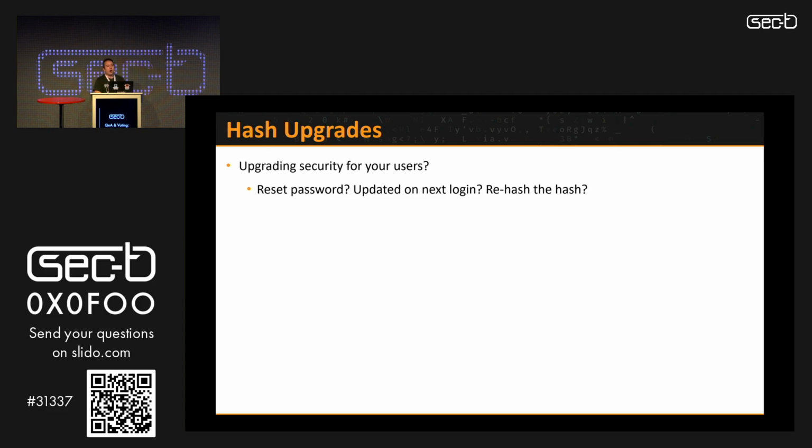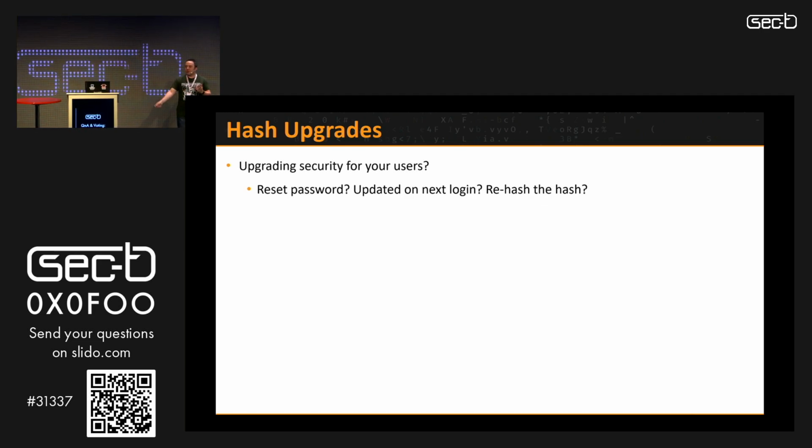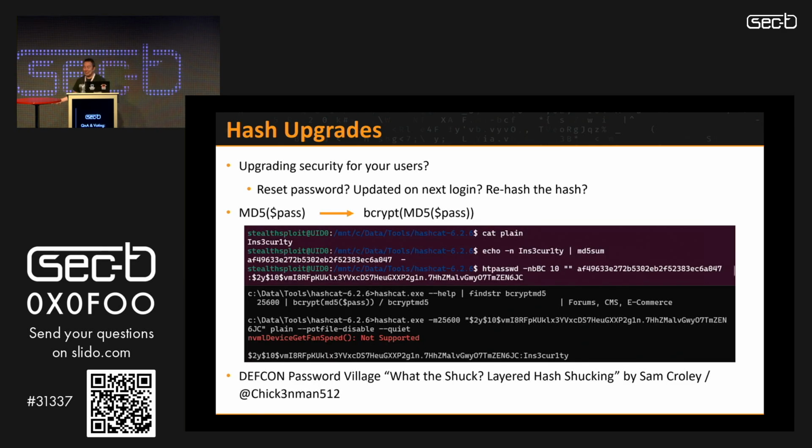OK, the last section, hash upgrades. One of the hashcat core developers, Sam Crowley, who I've got a shout out to in a second, put me onto this. This is really, really nice, and it leads on to cracking hashes with hashes. If you've got applications and you're upgrading the security for your users, what options do you have? Do you get them to reset their password and then make the hash stronger? Do you update them on the next login? Do you rehash the hash?